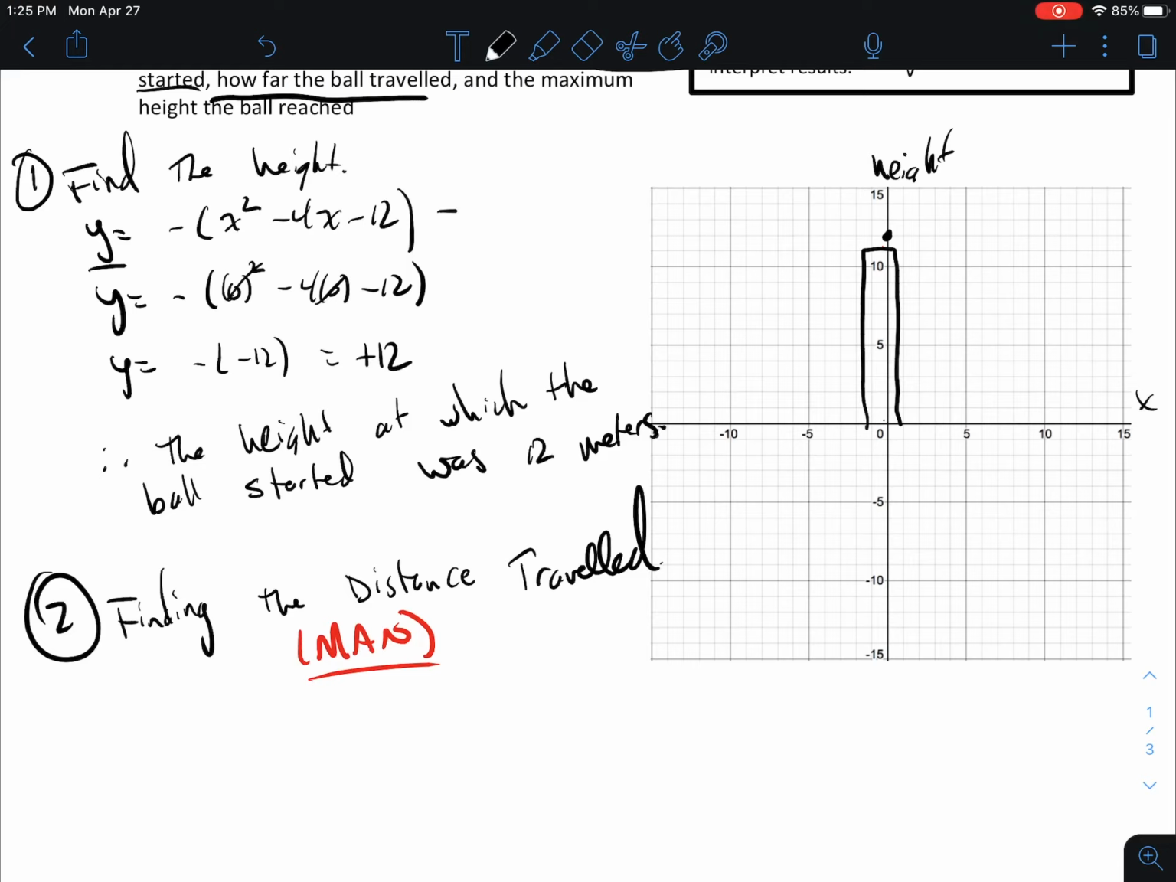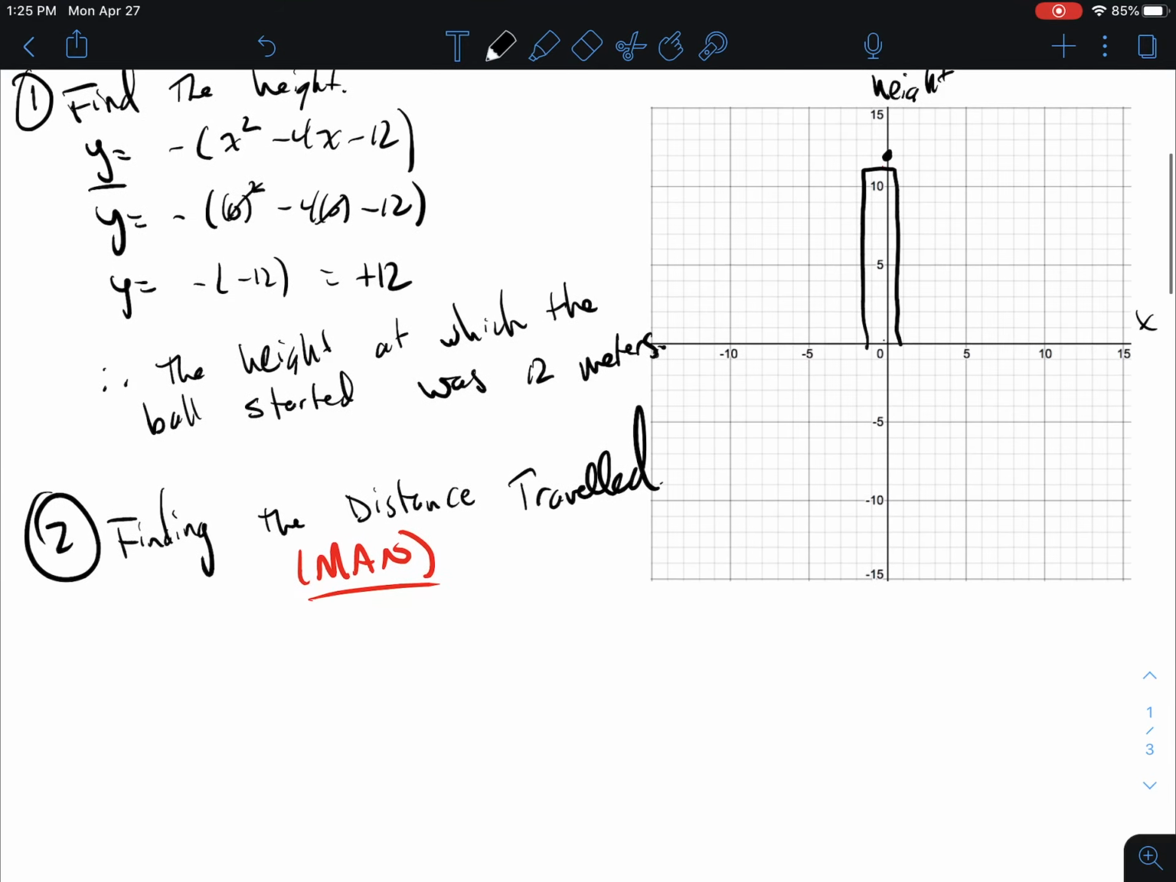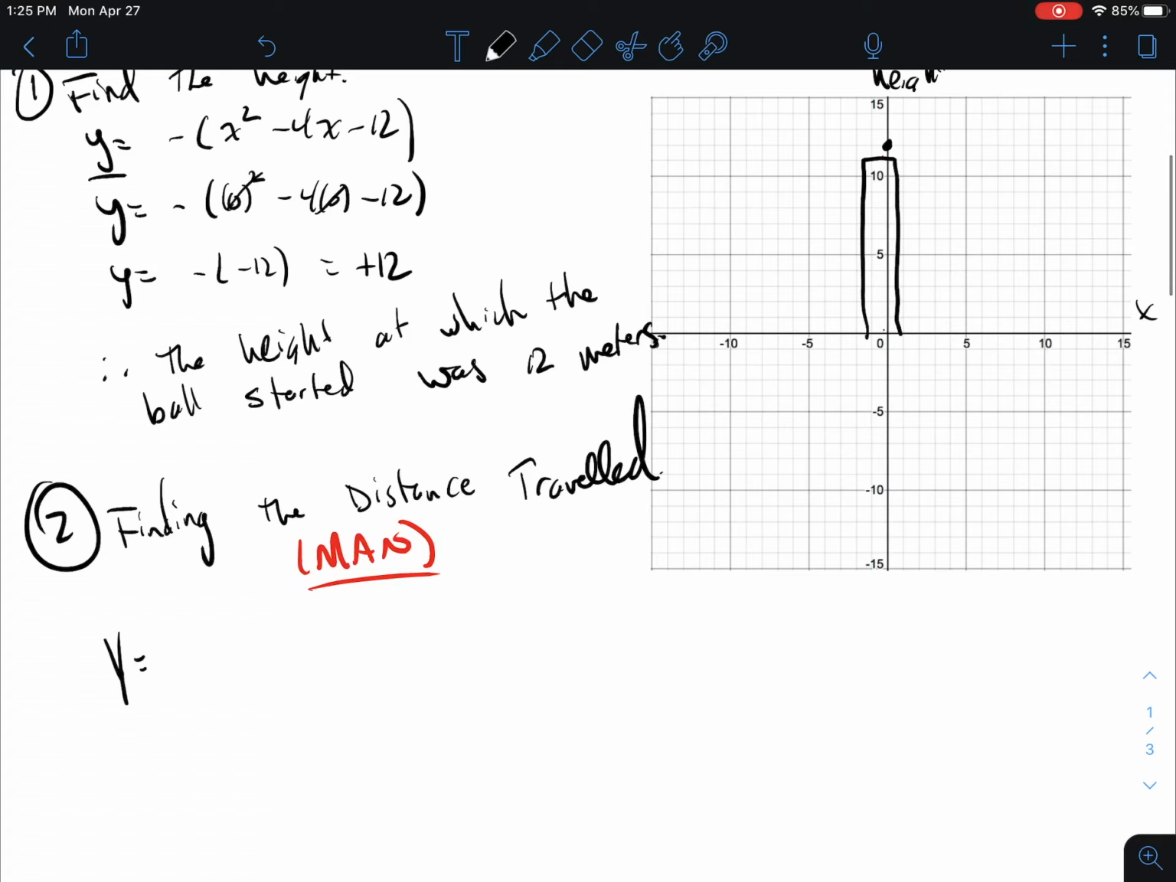We need to do our man method in order to switch the equation from standard form to factored form so that I can read off those roots. So I'm going to factor this. I'm going to rewrite the equation first. I need to apply our man method. So I need two numbers that multiply to negative 12 and add to negative 4.